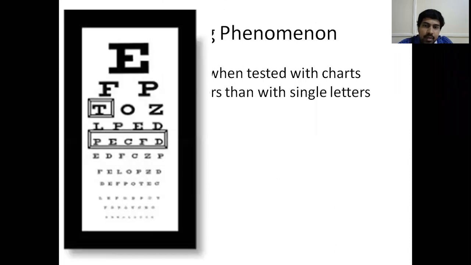Crowding phenomenon is nothing but this: suppose there is amblyopia. For an amblyopia patient, if you show this Snellen's chart, he will not be able to identify these letters because there are so many things here. The eye is very lazy. The eye is unable to process so many vision signals at a time. Suppose the eye has to process that this is T, this is O, this is Z, this is F, this is P. All these letters the eye has to identify.